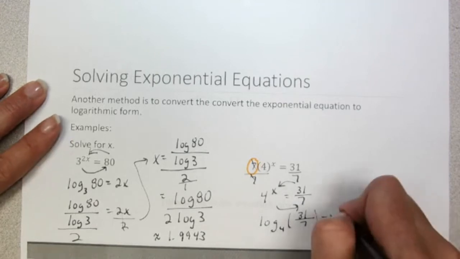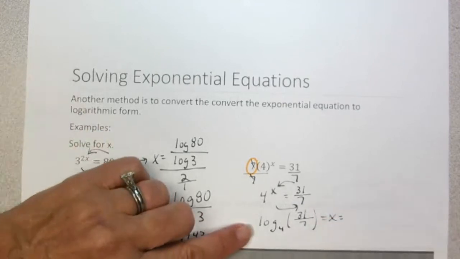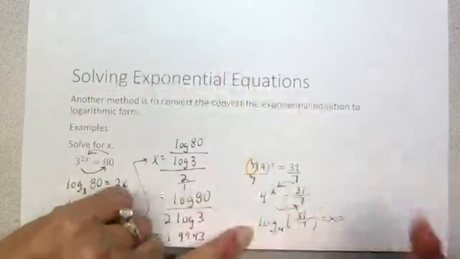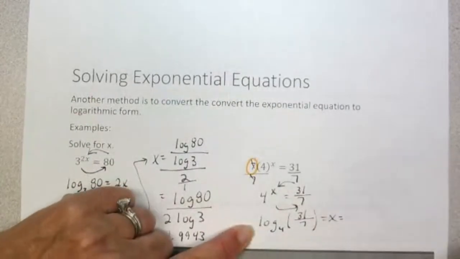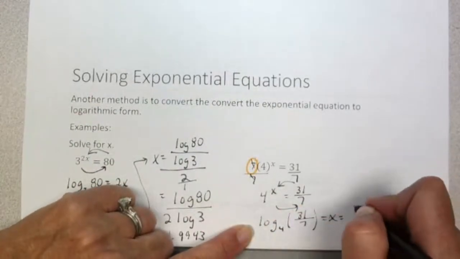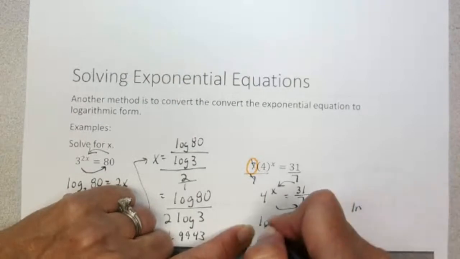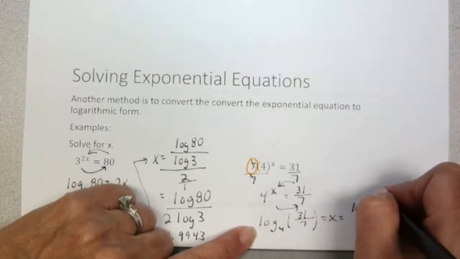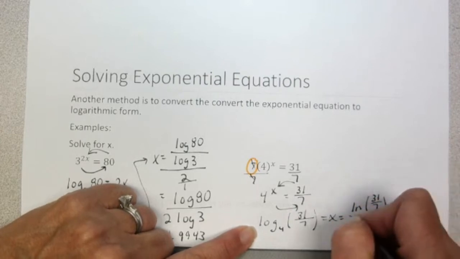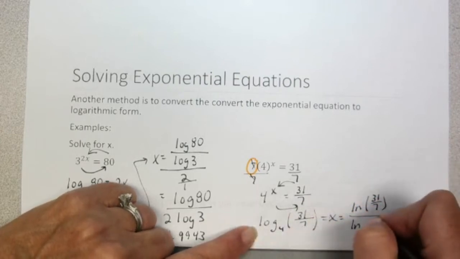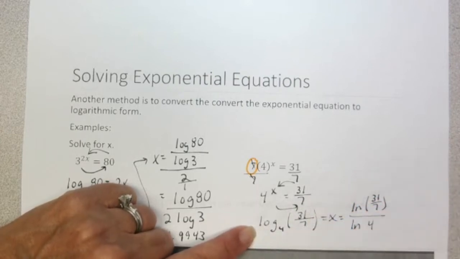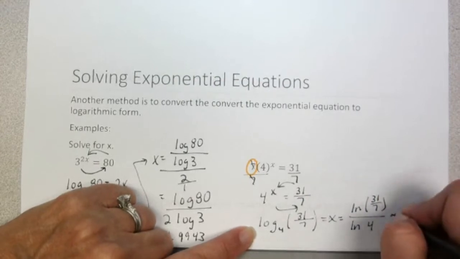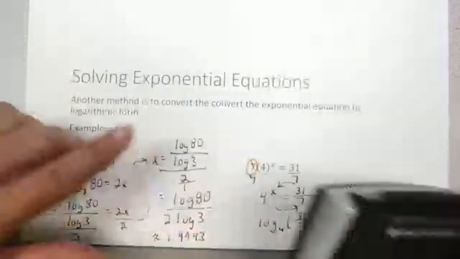Now, if I want to approximate that, I can use my change of base formula. Let's use natural log this time instead of common log because it doesn't matter. We'll get the same answer. So the natural log of the argument, 31 over 7, divided by the natural log of 4. There's an exact answer. I can approximate that. Use the calculator to approximate it.